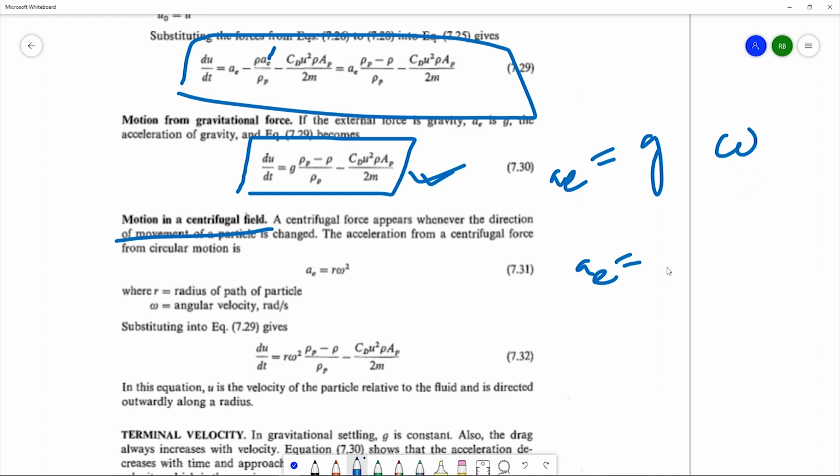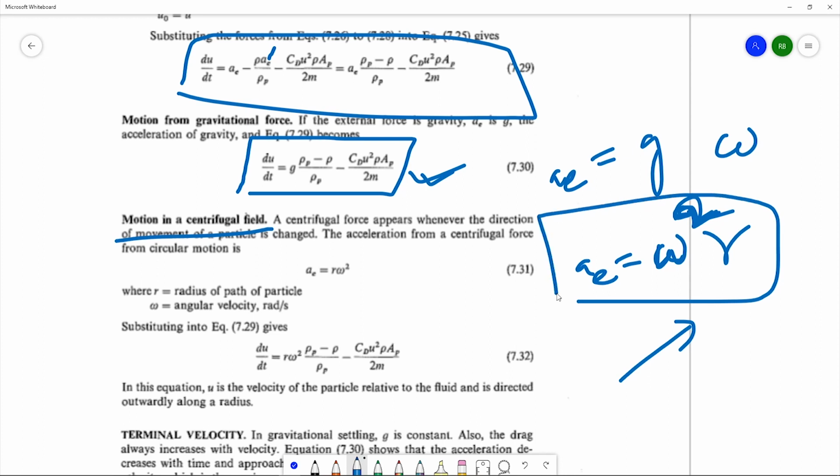But what is acceleration? It is omega square r. Okay, this is not angular acceleration, this is linear acceleration in the outward direction. So it is omega square r. So instead of putting A is equal to g, as in the case of gravitational force, now we are in a centrifugal field, so we have to put A is equal to omega square r. So if you put A is equal to omega square r in this equation, you will get this.